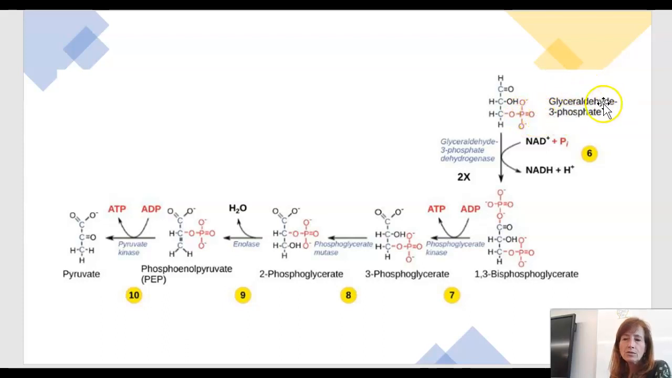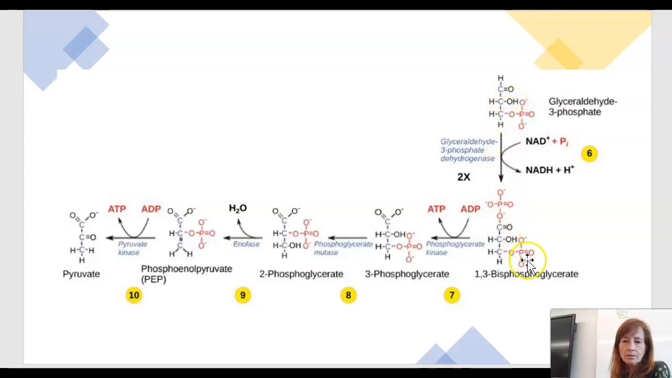So glyceraldehyde 3-phosphate, G3P, is actually going to be the agent that adds electrons and hydrogen onto NAD+. So NAD+ in this form, remember, was oxidized. Now it's reduced. And where those electrons and hydrogen came from was this.